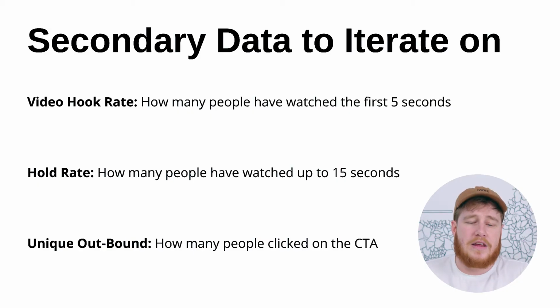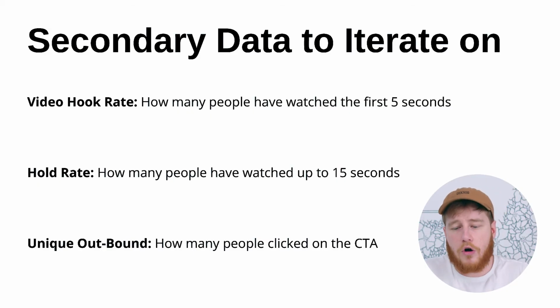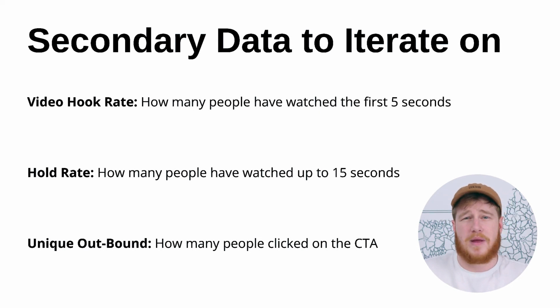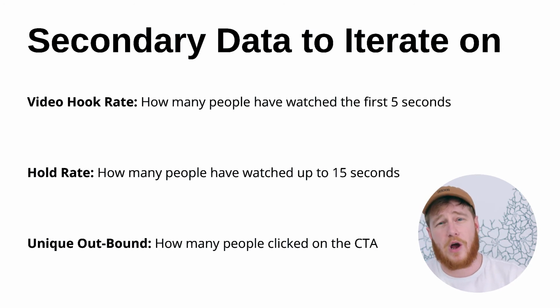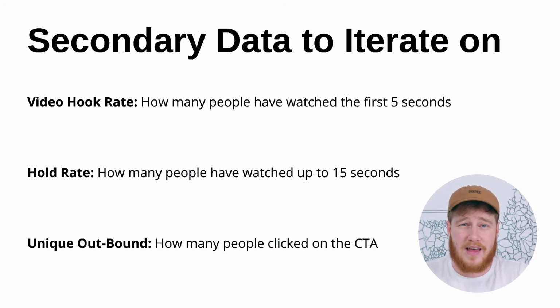The main thing that we look at away from your main revenue and CPA is the secondary data. And this stuff is, especially from a creative point, which is where we're normally looking at stuff, the most important data for us. The first thing we look at is the video hook rate. How many people have watched your video in the first 5 seconds? It's a percentage of people that have done that. The next one is your video hold rate. This is how many people have watched the video up to at least 15 seconds. So after that hook, how many people have stuck around?